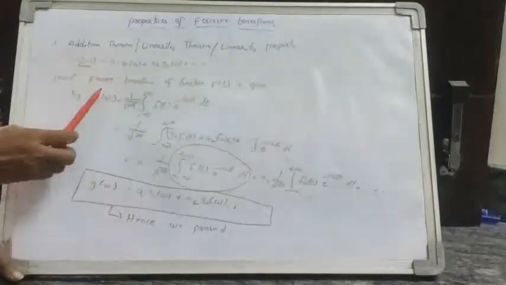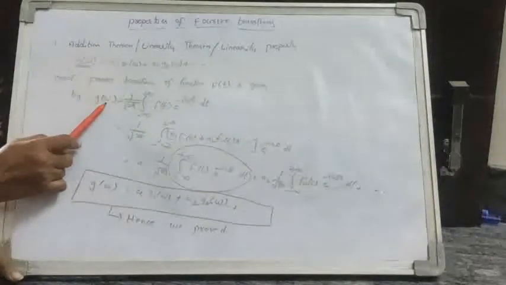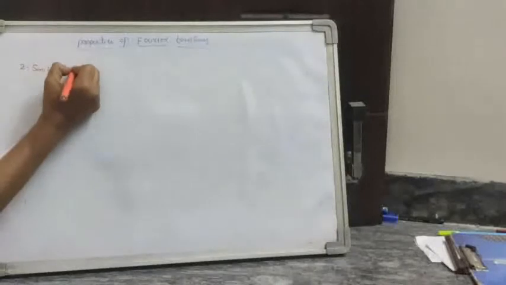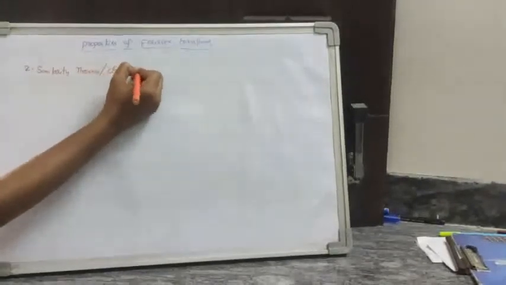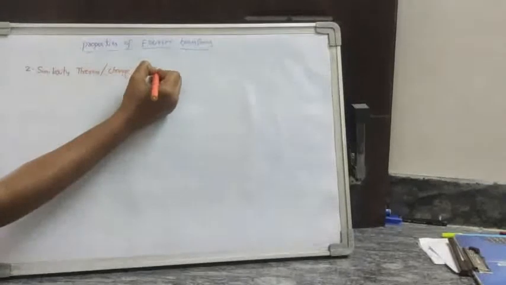Now that we have defined this, next we are going to learn about the similarity theorem, or change of scale property. The next property in Fourier transform is the similarity theorem, or change of scale property.